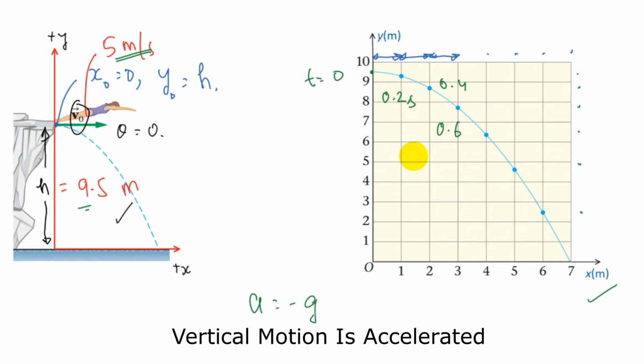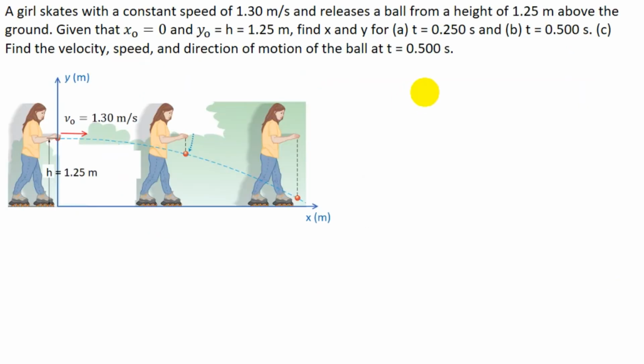Now let's take an example based on this concept. This example is based on the concept that we studied just now. Here it says that a girl skates with a constant speed of 1.30 meter per second and releases a ball from a height of 1.25 meter above the ground. So this is our positive y direction, this is the positive x direction. She releases the ball from this position, and initially the velocity of the ball will be the same as that of the girl, which is 1.30 meter per second.